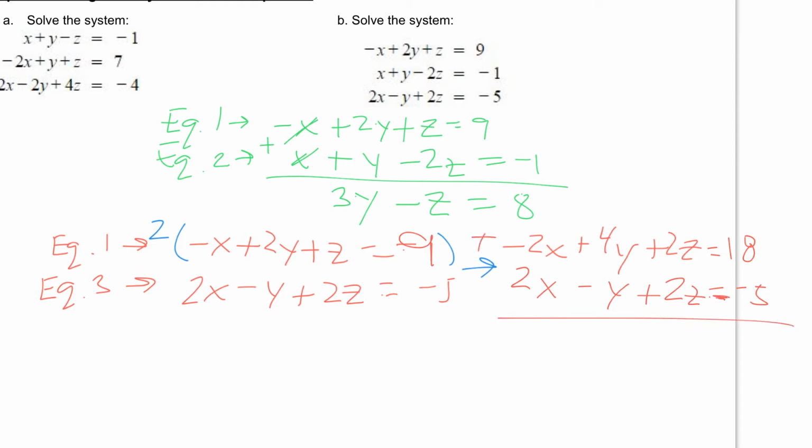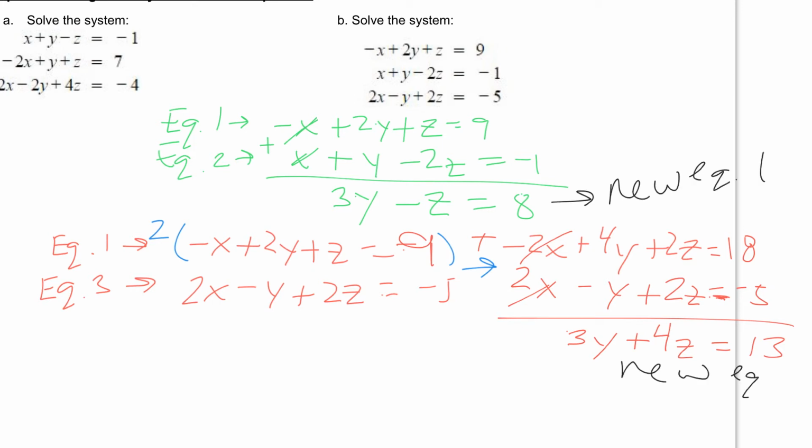Now I can go ahead and add these together. My negative 2x and positive 2x, those are going to cancel out. 4y minus y is 3y. 2z plus 2z will give me a positive 4z. And 18 plus negative 5 will give me 13. So I now have my two new equations. So this is new equation number 1, and this is my new equation number 2.